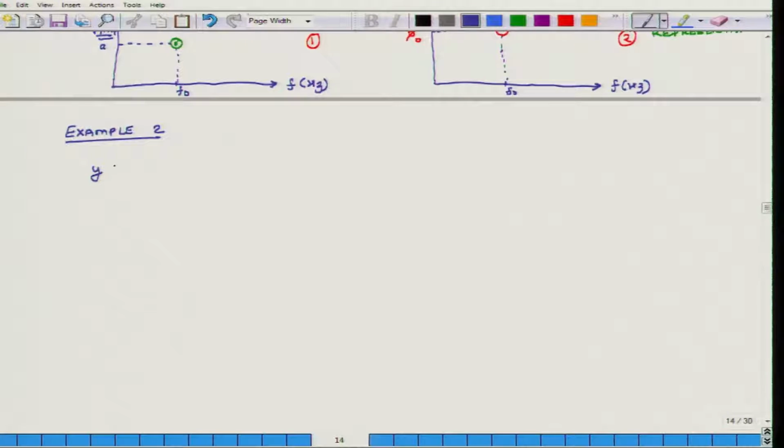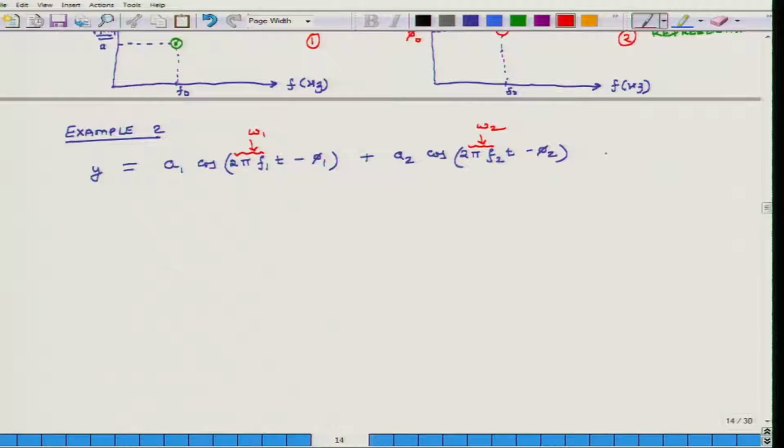Let us consider y equals A1 cosine. So, instead of omega, I am now going to write 2 pi f1 t minus phi 1, plus A2 cosine 2 pi f2 t minus phi 2. Okay. Now, this 2 pi f1 is omega 1, and this 2 pi f2 is omega 2. Okay.